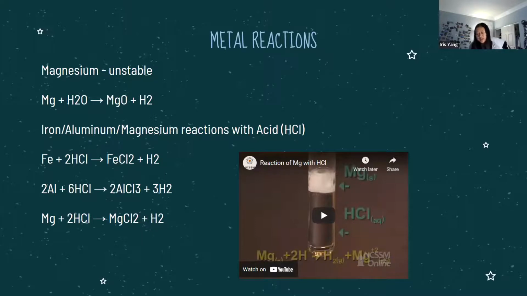this HCl, and it forms a salt. A salt is basically any two ions. So you have FeCl2, AlCl3, and MgCl2, magnesium chloride. Each of them produces hydrogen gas, which you will be able to see as bubbles coming out of it.